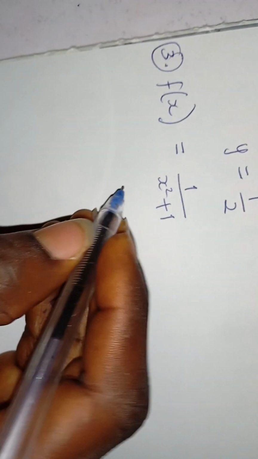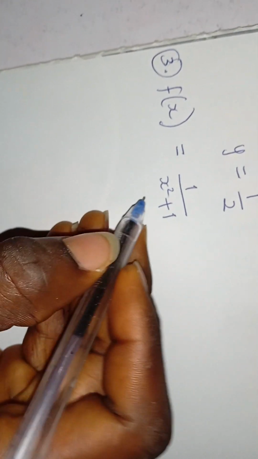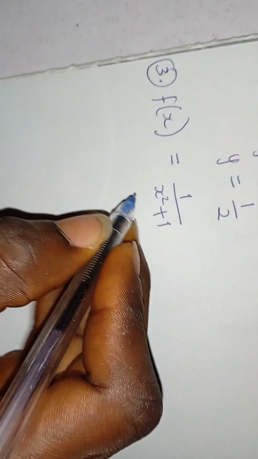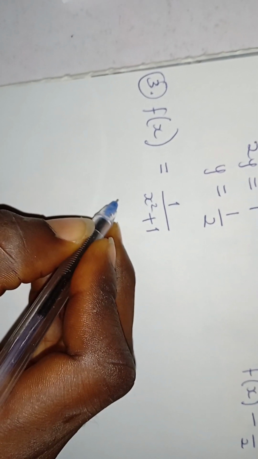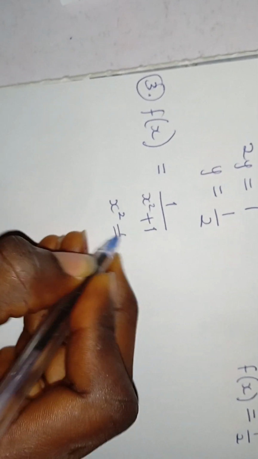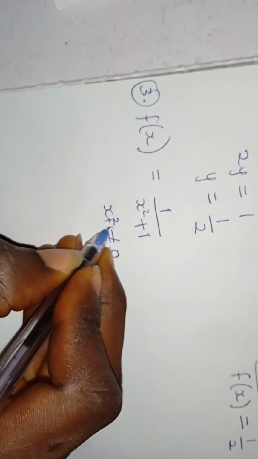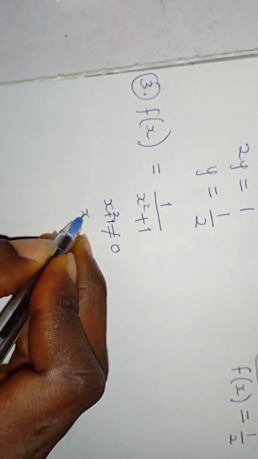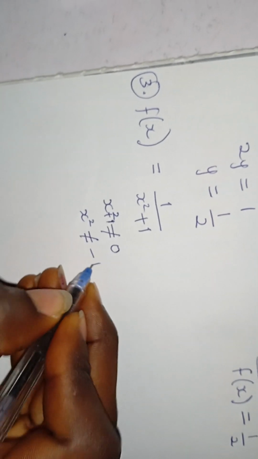F of x equals 1 all over x squared plus 1. So to find the domain, what are the possible values you can put for this x? Just know that whatever value you put for this x, x squared can never be equal to 0. Everything here, that is x squared plus 1, can never be equal to 0. That means that x squared can never be equal to minus 1.